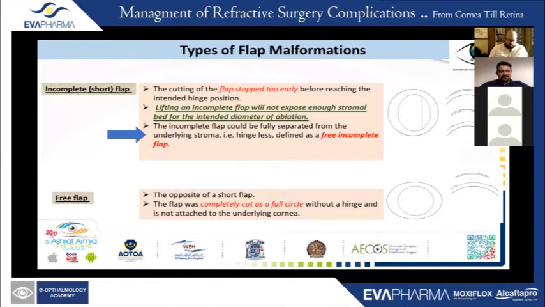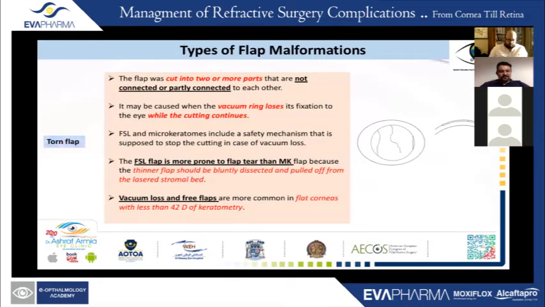It may be an incomplete flap, where the microkeratome stopped too early during the pass, so it is an incomplete flap. But take care, you can convert it to a free flap when you elevate it. A free flap is a complete full circle of the flap. The hinge is passed, there is no hinge, and you perform a free cap due to the microkeratome.